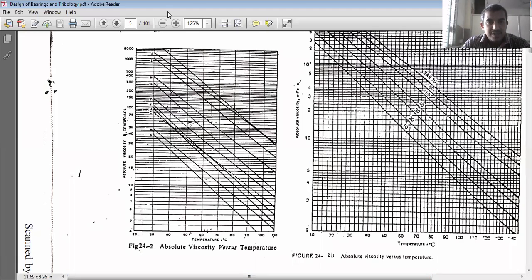Now what is the operating temperature here? Operating temperature is 65 degrees. The x-axis shows the operating temperature, and the y-axis shows the absolute viscosity in centipoise. Right? Now on the x-axis, the operating temperature is 65 degrees. From 60 to 70, exactly in the middle, we draw a vertical line.